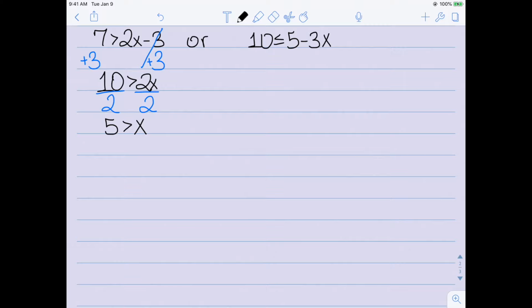So then we move to our other equation. We start by subtracting 5 from both sides. That gives us that 5 is less than or equal to negative 3x. We can then divide both sides by negative 3, which gives us that negative 5/3 is greater than or equal to x, since we'll need to switch our inequality since we divided by a negative.